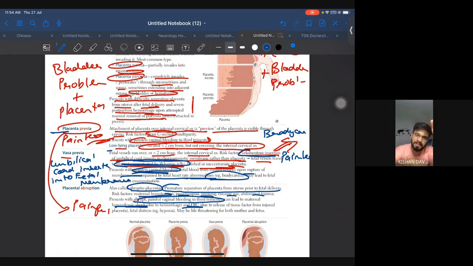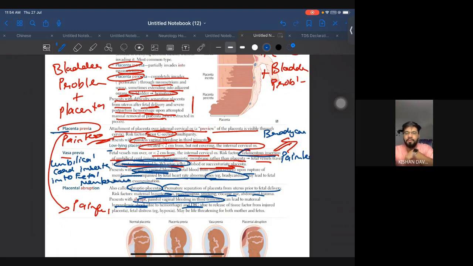Coming to vasa previa, the most common finding will be bradycardia in the fetus. Okay, placenta will be located 2 centimeters away from the os. Another thing, there will be velamentous cord. Umbilical cord will be inserted into fetal membrane and not protected by Wharton's jelly. Just these many features you need to remember. Based on this information only, you will be able to solve all the questions.